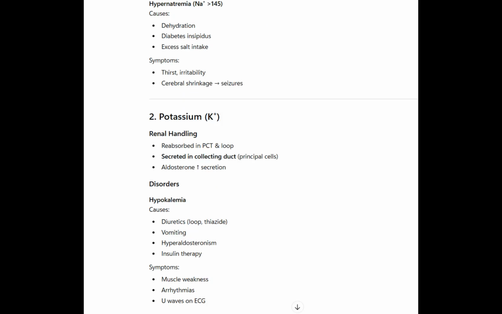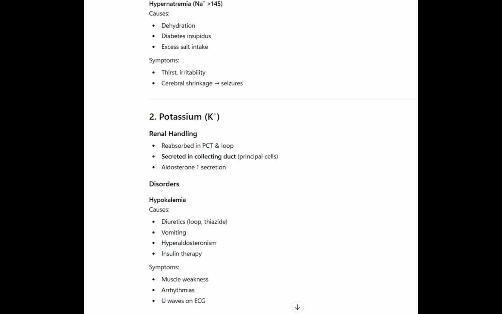Hypernatremia, high sodium. Hypernatremia occurs when sodium rises above 145 milliequivalents. It is usually due to dehydration, diabetes insipidus, or excessive salt intake. Patients experience intense thirst, irritability, lethargy, and in severe cases, seizures caused by brain cell shrinkage.